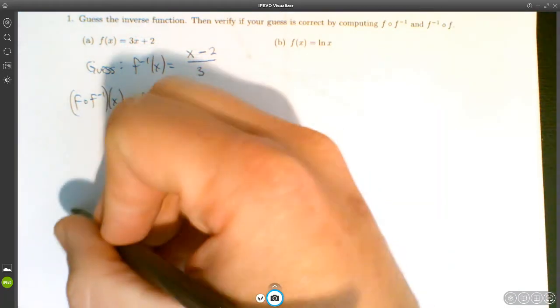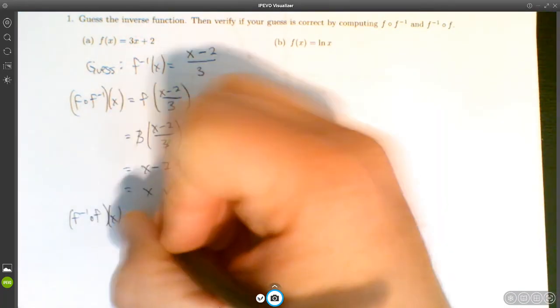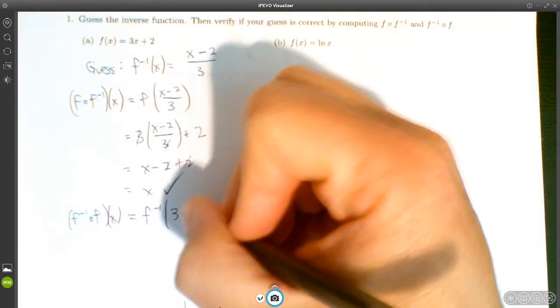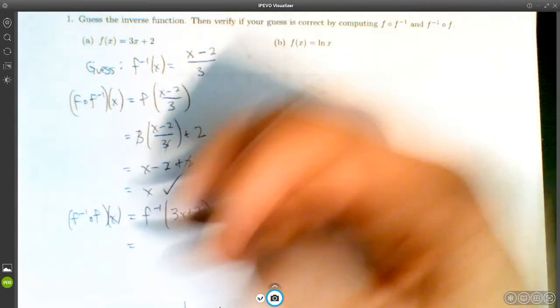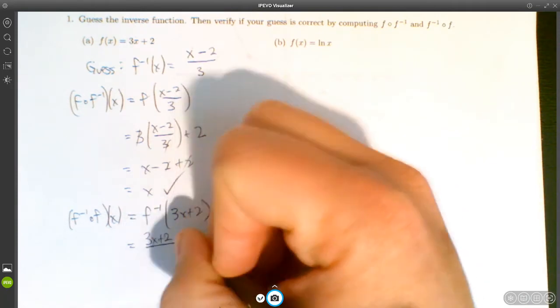We have to check the other one too. F inverse of f. I'm going to run out of room though. But this would be f inverse of f of x, 3x plus 2. So I'm going to look at what I'm claiming is f inverse and replace the x with 3x plus 2. I would get 3x plus 2 minus 2 over 3.